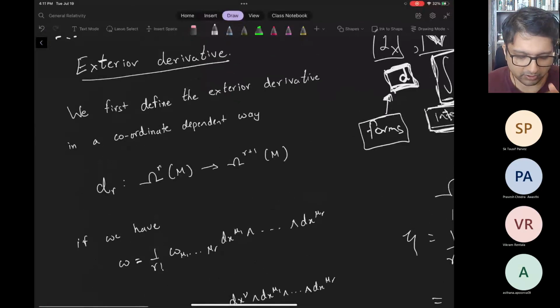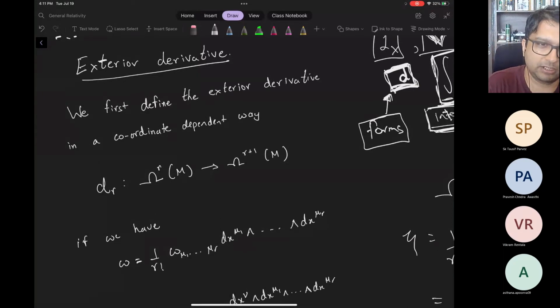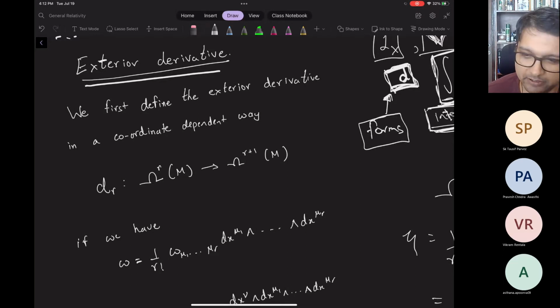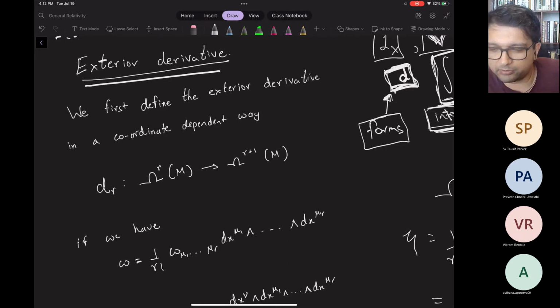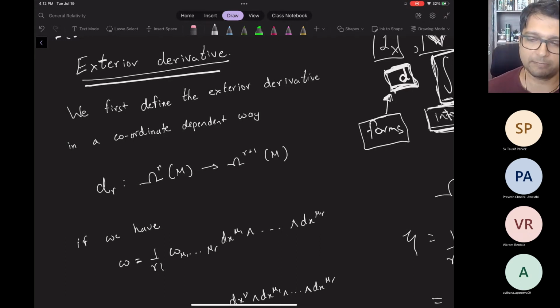So now today we're going to start here. We're going to continue our discussion on forms, and we're going to define some more operations on forms. This is probably one of the most important operations that we'll talk about, which is the exterior derivative. We'll first define this exterior derivative in a coordinate dependent way, and later we'll show that our definition is actually independent of any coordinate system that we use.